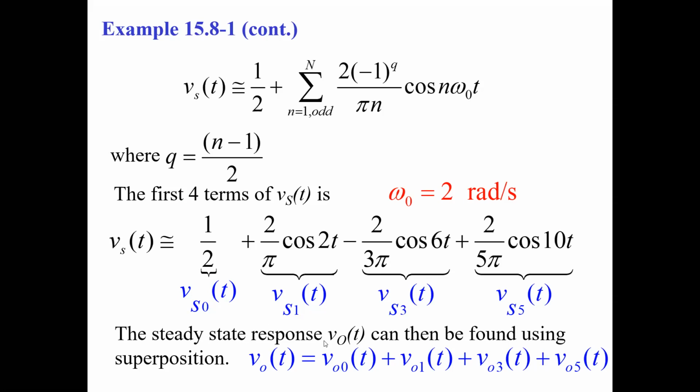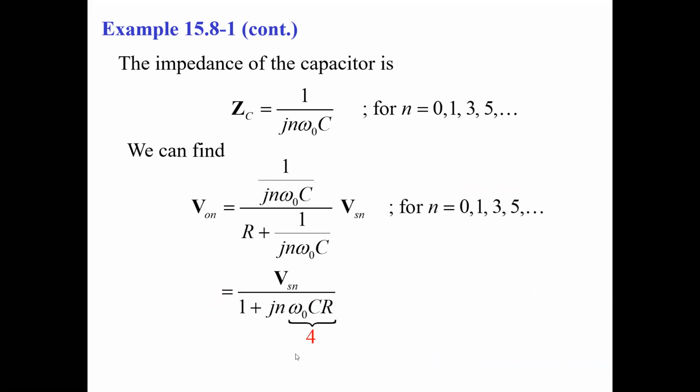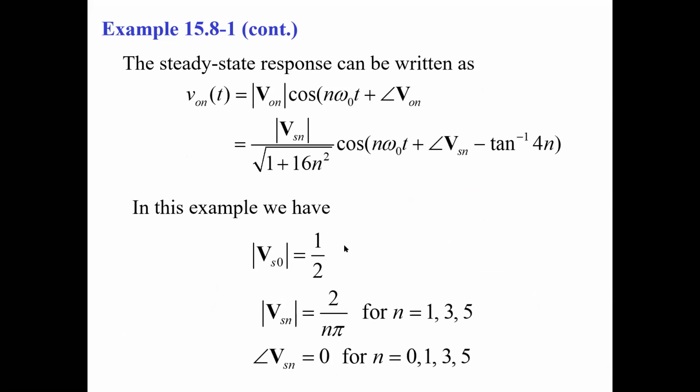Okay, the steady state response V naught can then be found using superposition. Okay, by using superposition, we'll find the value of V naught. And the impedance of the capacitance can also be determined.